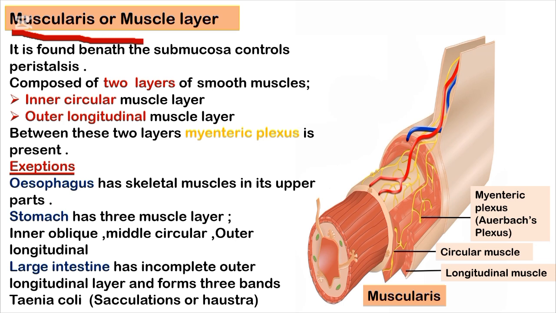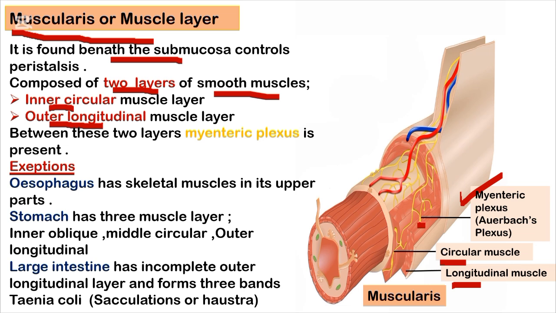Muscularis or muscle layer. It is found beneath or deep to submucosa, and it is further composed of two layers that are made up of smooth muscles. These layers are the inner circular muscle layer and the outer longitudinal muscle layer. As you can see in this picture, there are the inner circular muscle layer and the outer longitudinal muscle layer. Between these two layers, the myenteric plexus is present, that is also known as Auerbach's plexus, a network of nerves providing nerve supply, and it is responsible for peristaltic movements of the alimentary canal.